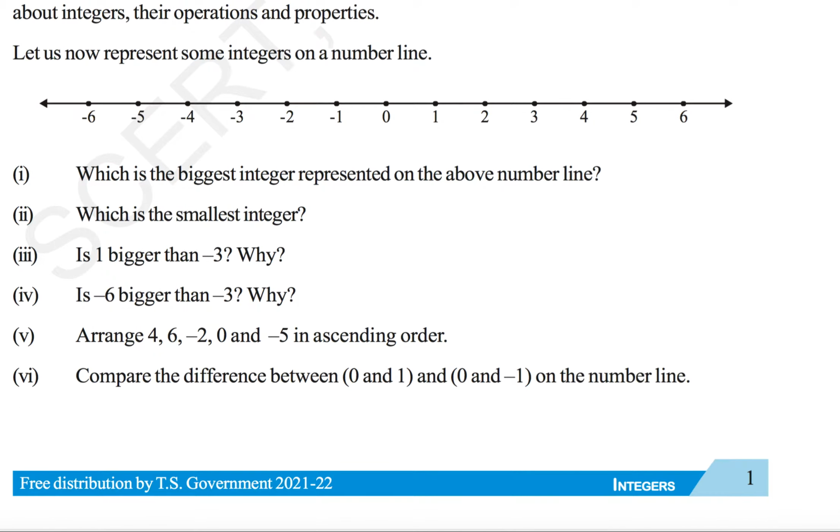Which is the biggest integer represented on the above number line? 6. Which is the smallest integer? Minus 6. Towards the right, the numbers get bigger, increasing order. Towards the left, decreasing order. Is 1 bigger than minus 3? Yes, 1 is bigger than minus 3. Why? I will give an example.